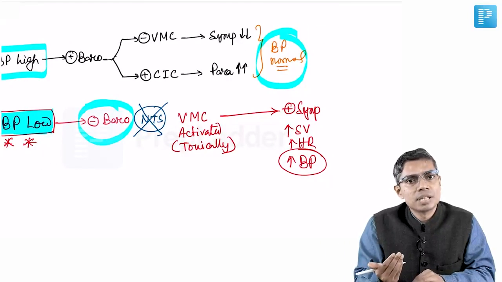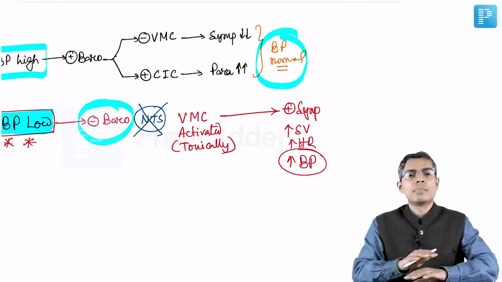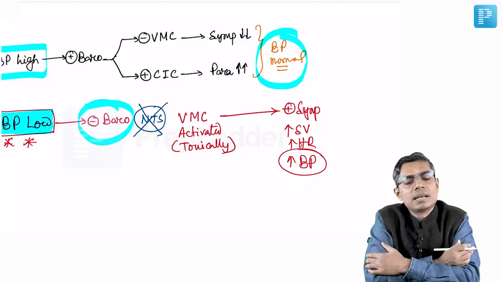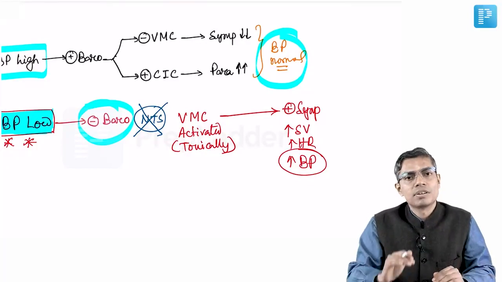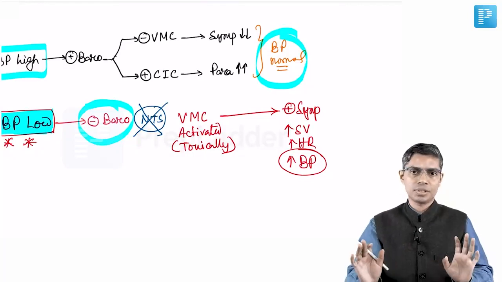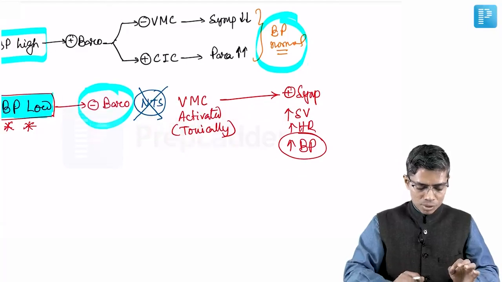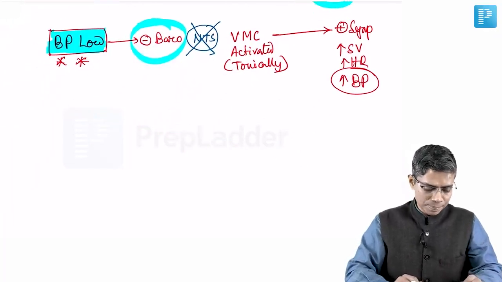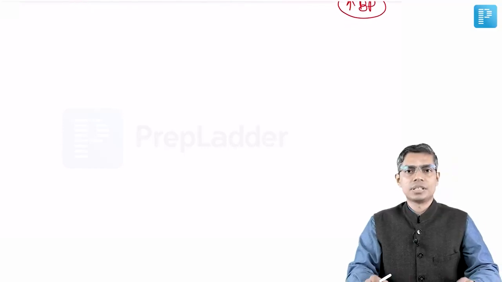Why? Because RVLM is a tonically active center. So whenever your blood pressure is down due to any reason, baroreceptor is simply inactivated. And if it is inactivated, RVLM is going to take the job, and that will try to increase your blood pressure, right? I hope all of you have understood this phenomena. Now, with the help of this baroreceptor concept, we have to discuss many applied aspects of this baroreceptor functioning.